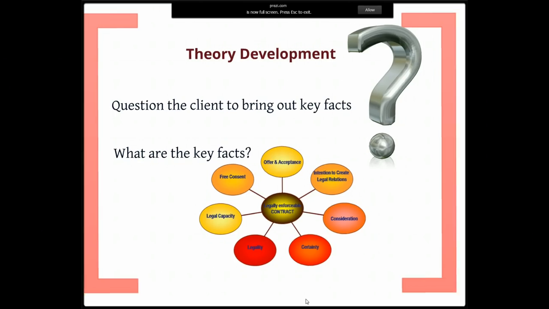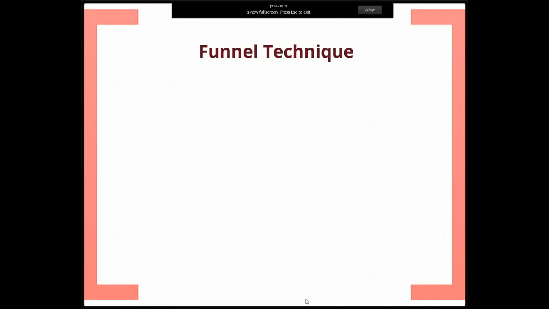All right, so one technique you can use while doing theory development that is critical is called the funnel technique. This kind of questioning technique basically moves from broader topics into more narrow ones. So what you want to do before Monday is identify topics and subtopics that need development.